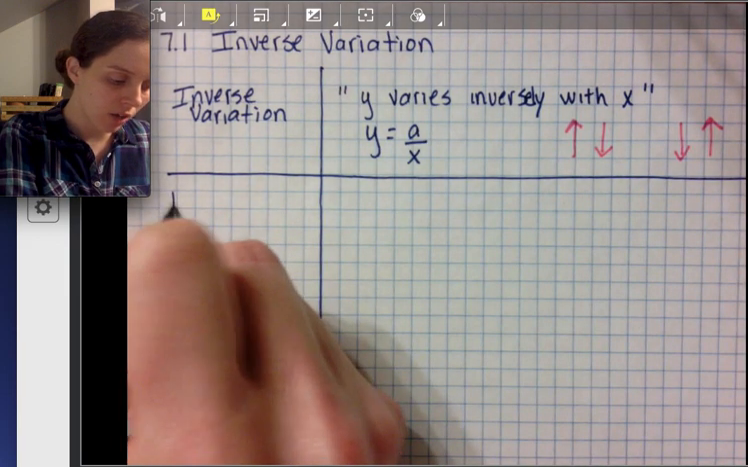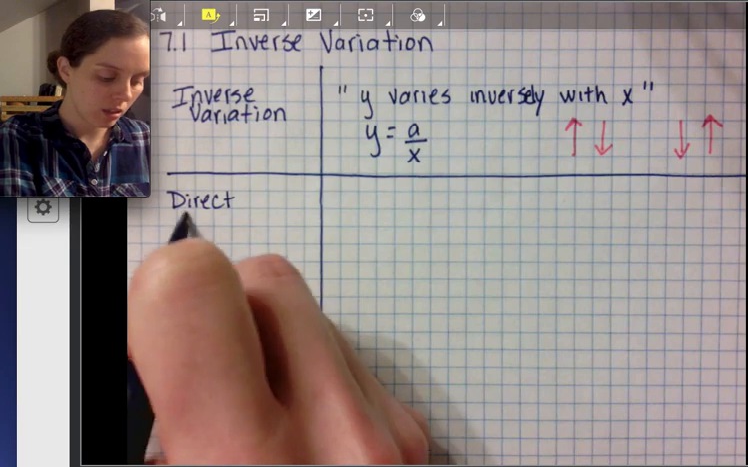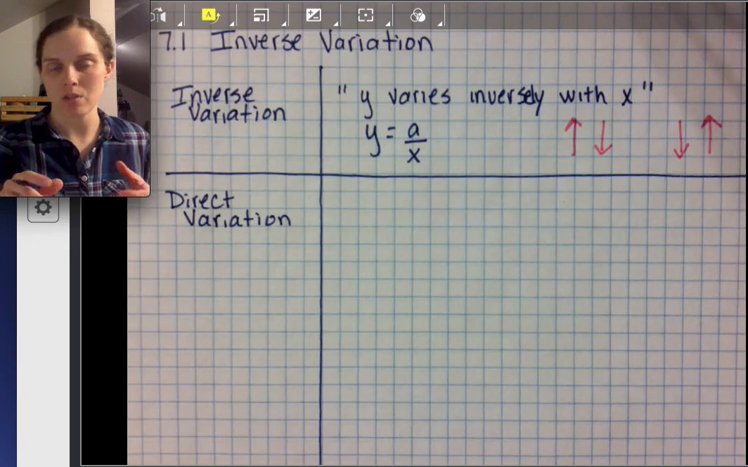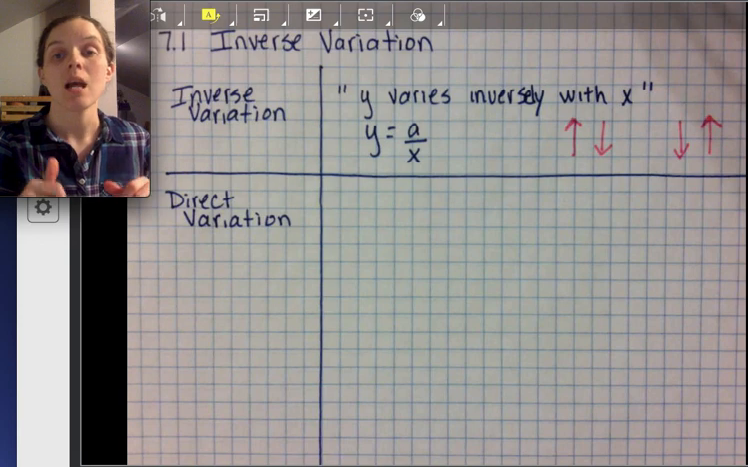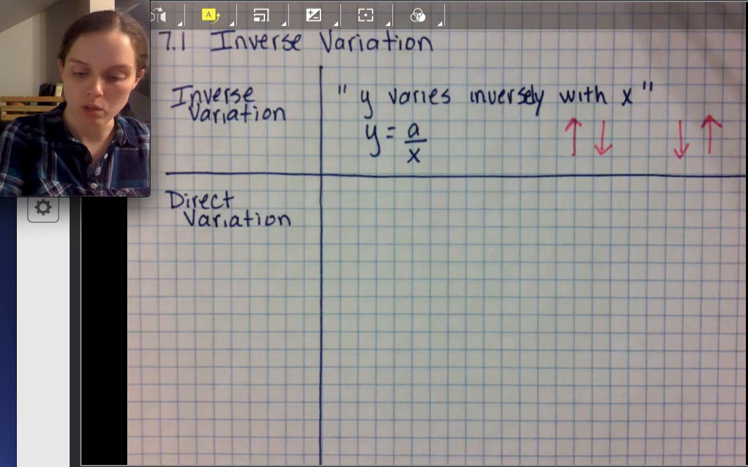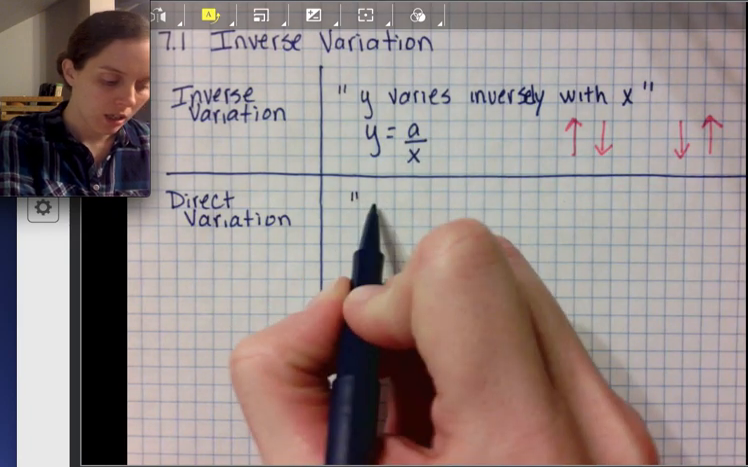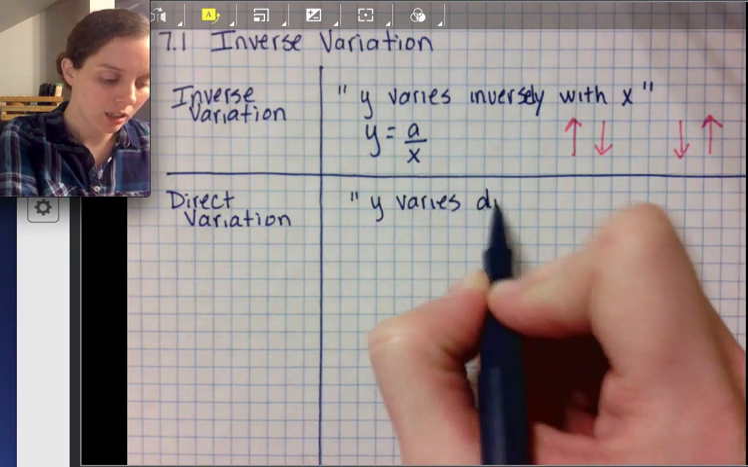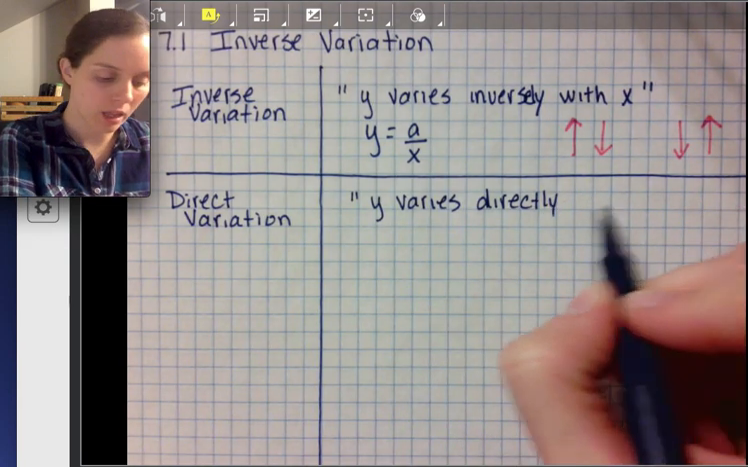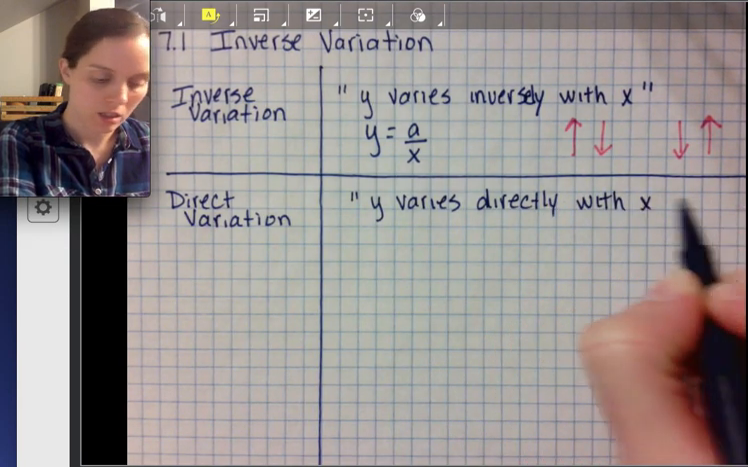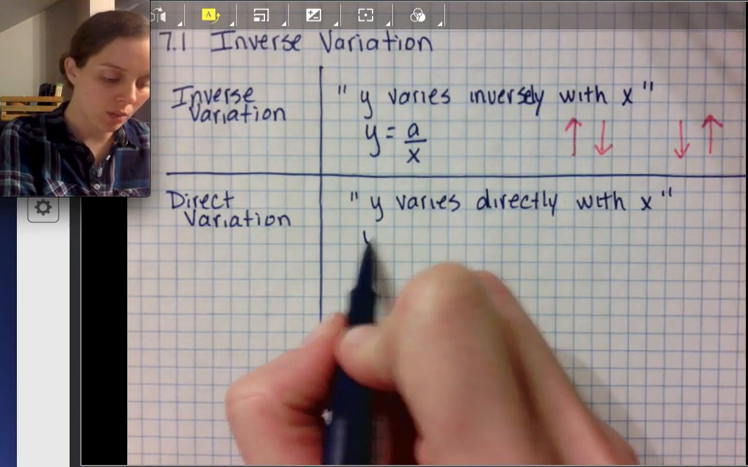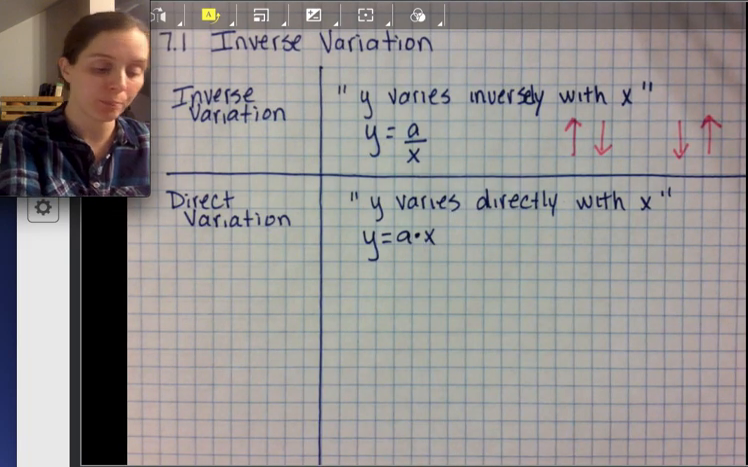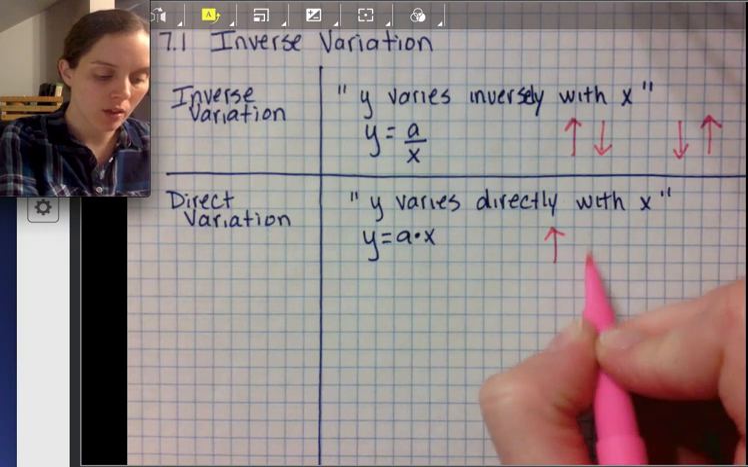The other one is direct. So direct variation, okay, is the opposite. So instead of as one thing goes up, the other one goes down, this one is one thing goes up, the other thing also goes up, okay? So you'll see it written like y varies directly with x, okay? And so this one is going to be multiplication. y equals a times x is what that's going to look like. So again, as one thing goes up, the other thing goes up.